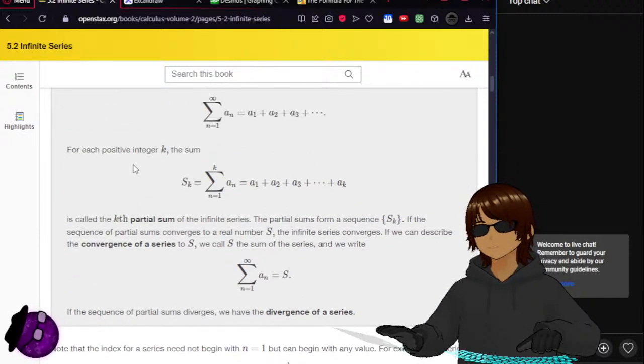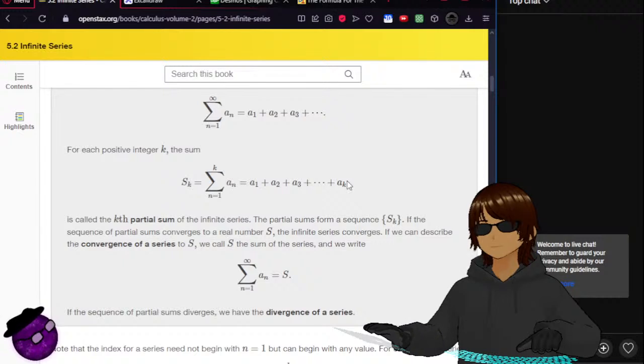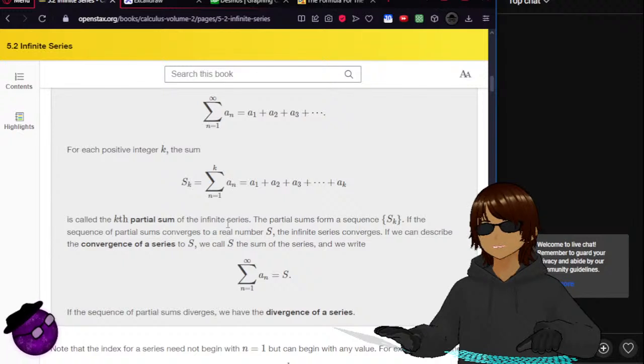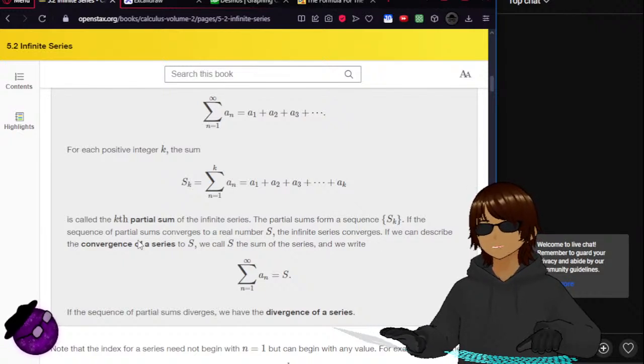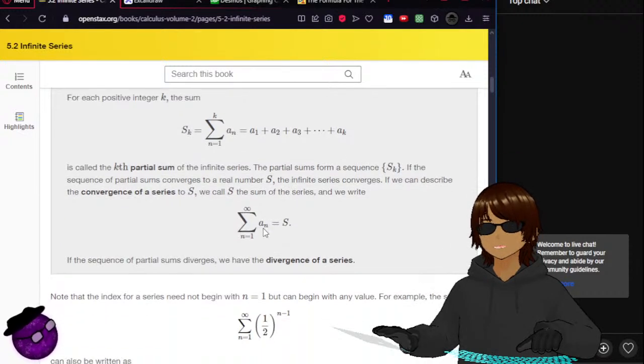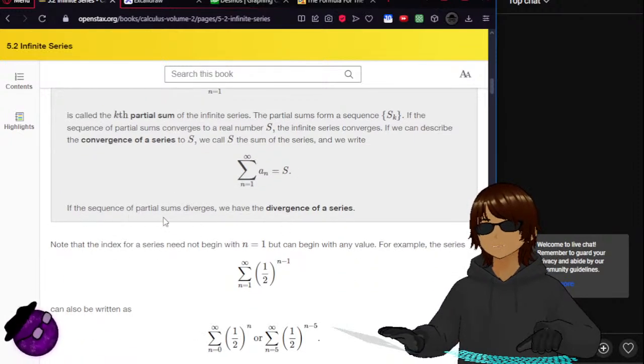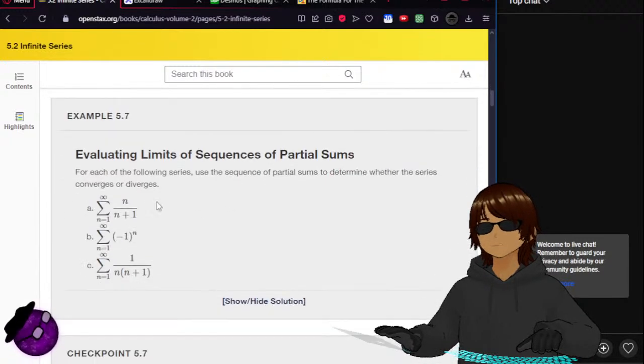For each positive integer k, the sum is called the kth partial sum of the infinite series. Partial sums form a sequence S_k. If the sequence of the partial sums converges to a real number S, the infinite series converges. If we can describe the convergence of a series to S, we call S the sum of the series, and we write the sum from 1 to infinity equal to S. If the sequence of partial sums diverges, we have the divergence of a series.